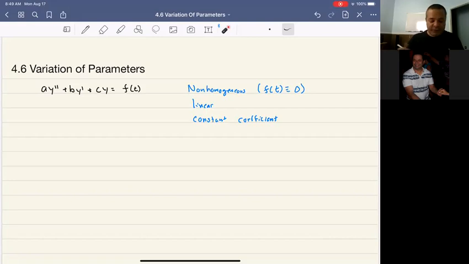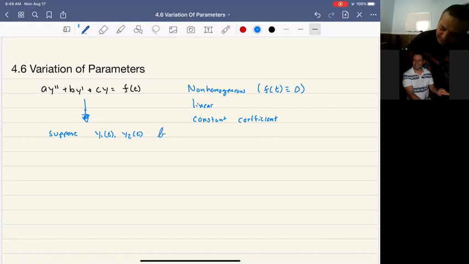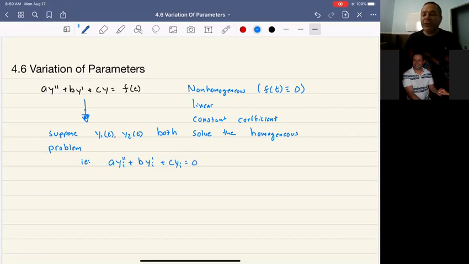So let's suppose that y1 of t and y2 of t both solve the homogeneous problem. That is, ay_i double prime plus by_i prime plus cy_i equals 0. And we're going to assume a special form for the particular solution.